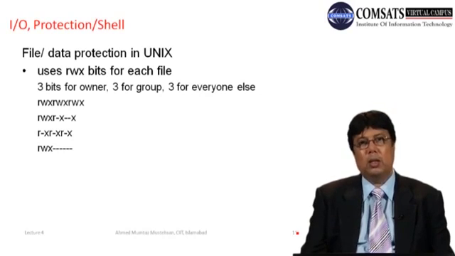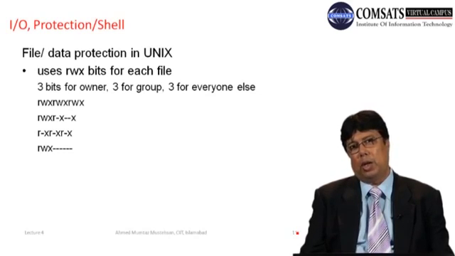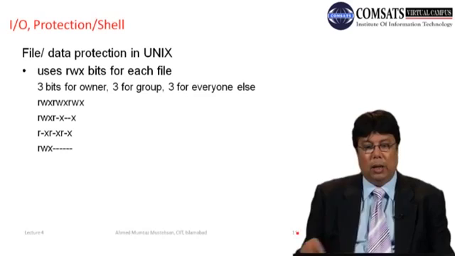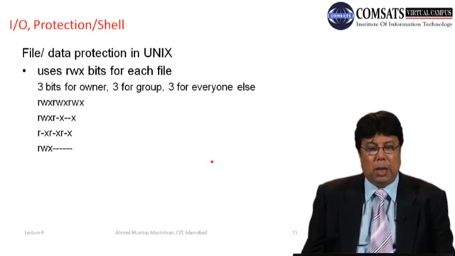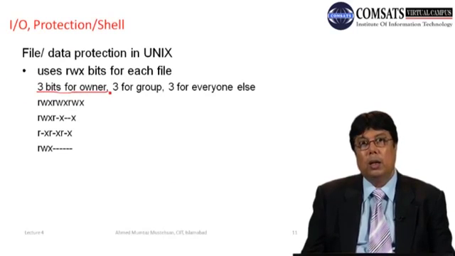The Unix operating system uses a 9-bit code. This 9-bit code gives you a very elementary, user-level protection, but although it is elementary, it is very useful. This 9-bit code is split up into 3 bits for the owner.